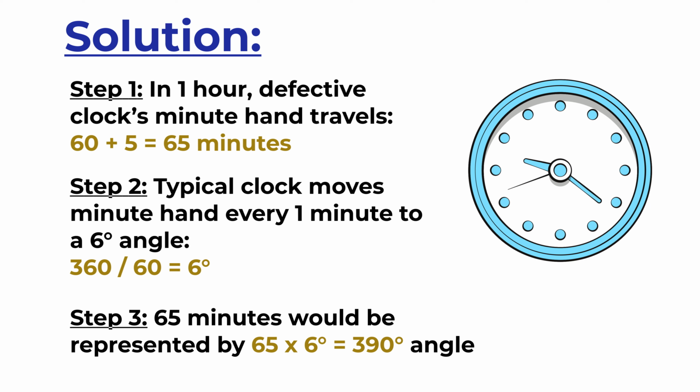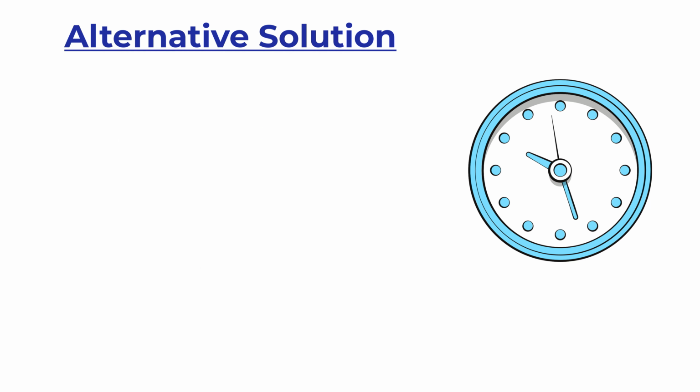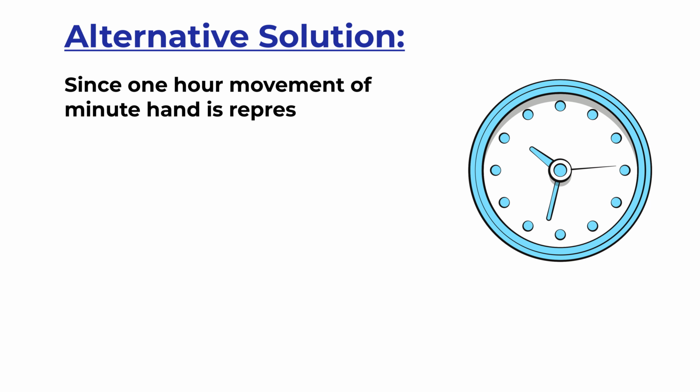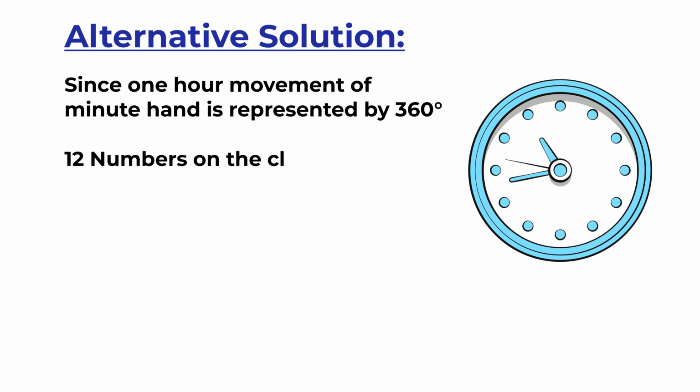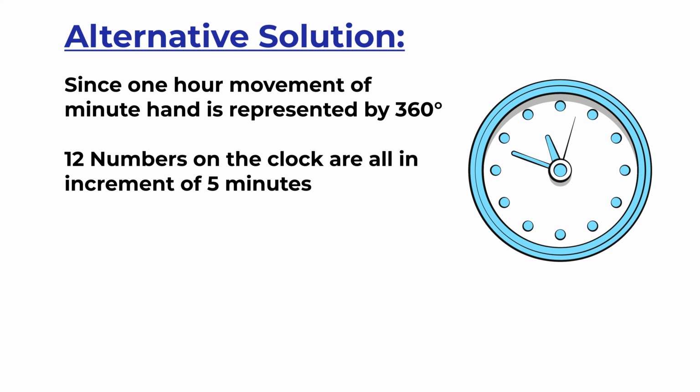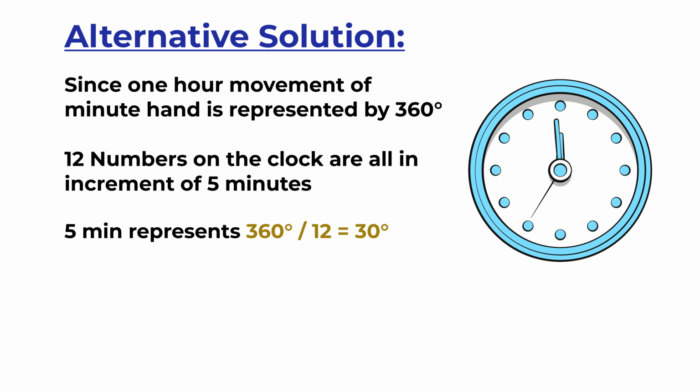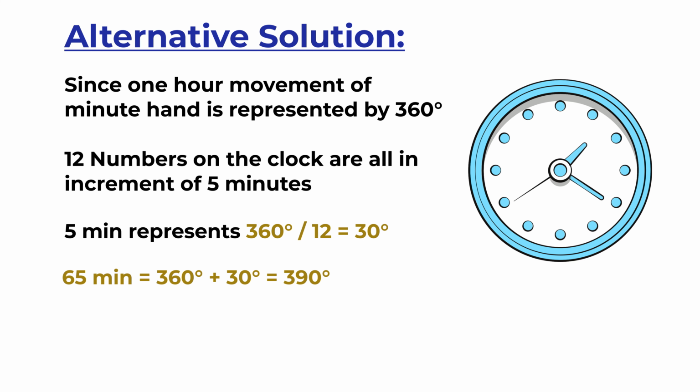Obviously, as with a lot of problems, there is an alternative way to solve it. Since 1 hour of movement of the minute hand is represented by 360 degrees, we can look at the 12 numbers on the clock, and each number on the clock is an increment of 5 minutes. 5 minutes is represented by a 30-degree angle, which is calculated as 360 degrees divided by 12 numbers, which equals 30 degrees. So 65 minutes would be represented by 360 degrees for the full circle, plus 30 degrees for the extra 5 minutes, which would be a 390-degree angle.